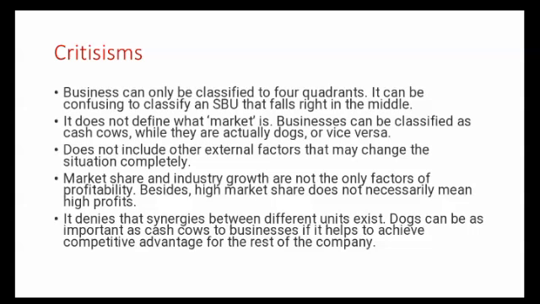Then let us discuss the criticism against the growth share metrics. Firstly, businesses can only be classified into 4 quadrants. This is the first limitation. It can be confusing to classify an SBU that falls right in the middle. Okay. Then next is, it does not define what a market is. That is, businesses can be classified as cash cows while they are actually dogs or vice versa. Okay, there is no definition of what a market is. And so, it does not include any external factors that may change the situation completely.